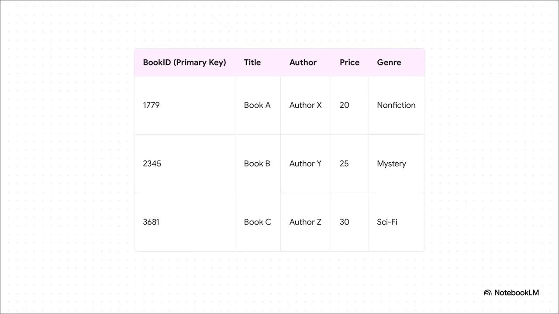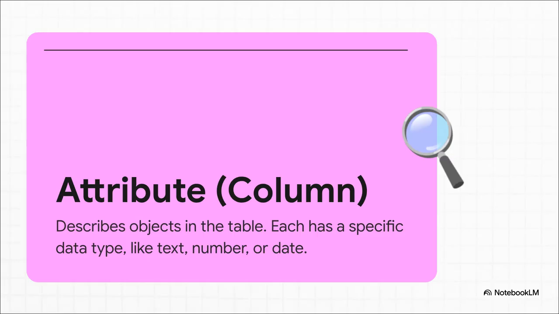Now let's zero in on the columns. These columns here, the book ID, title, author, and so on, in database speak, we call these attributes. They just describe a characteristic of the items in our table. And here's the part you really need to remember. Every single attribute has a specific data type. Title has to be text, price has to be a number, and the database is a real stickler for these rules. It won't let you mix them up.